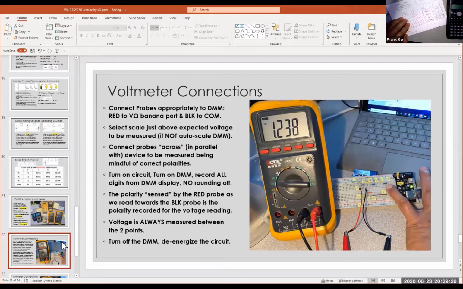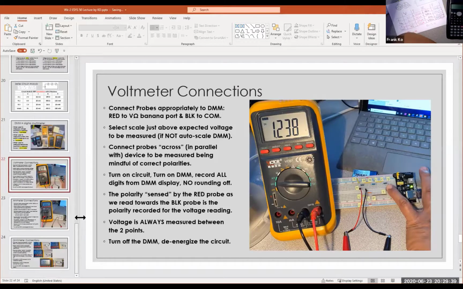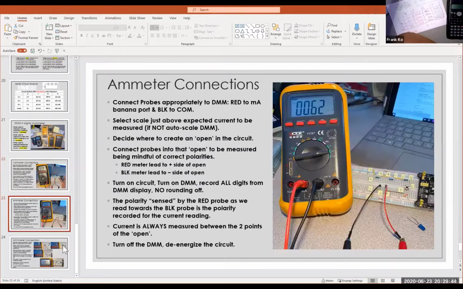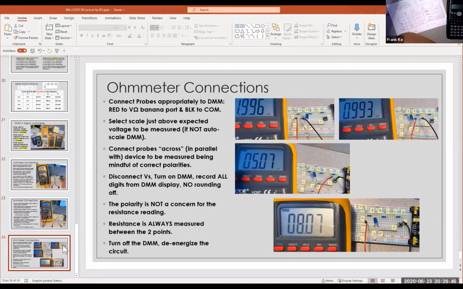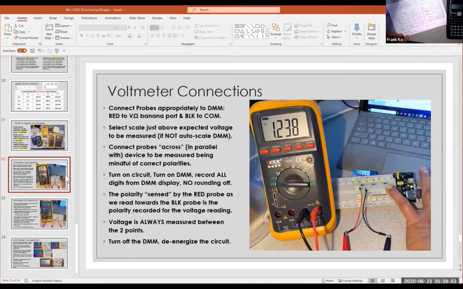Next, when you're making voltage connections, all of these have to be followed to the letter. So I have 3 slides I'm going to show you next: one for voltmeter connections, ammeter connections, and ohm meter connections. Very, very specific. You also have things in your online reading assignment that will guide you to essentially the same information. So you will be reading these in detail.